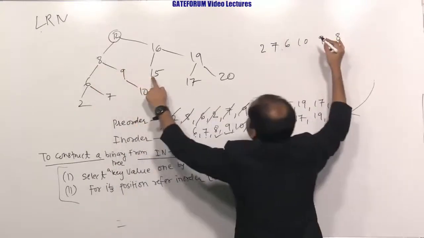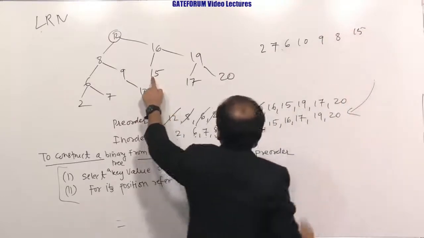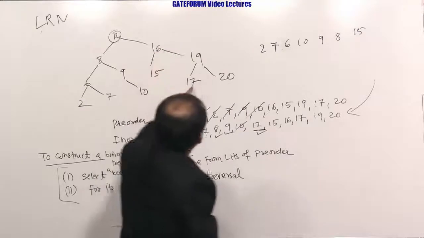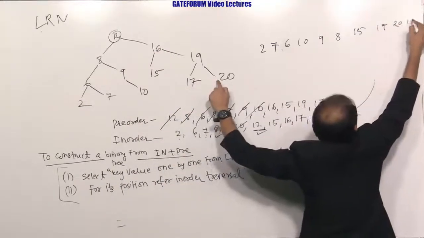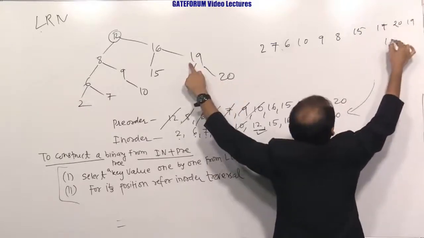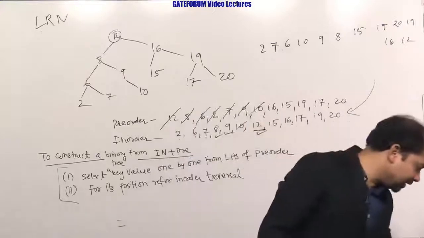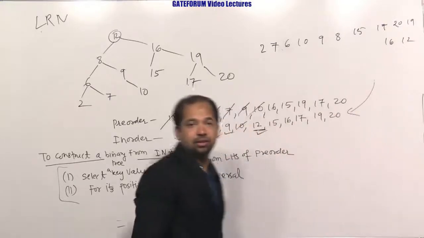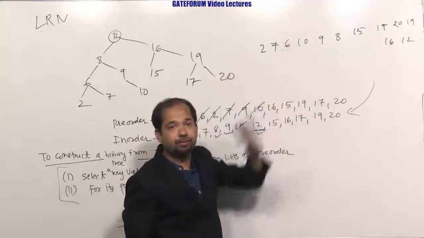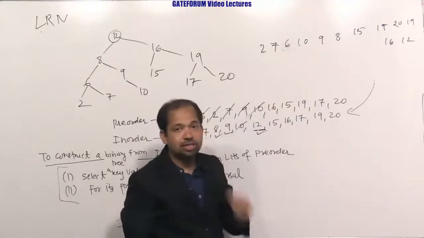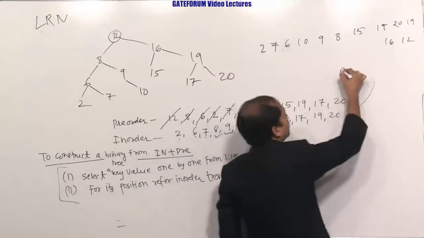And then 15, right? Then 17, then 20, then 19, then 16, then 12. So the answer here is B. If you see 2, 7, 6, 10, 9, 8, 15, 17, 20, 19, 16, 12, B is the right answer.